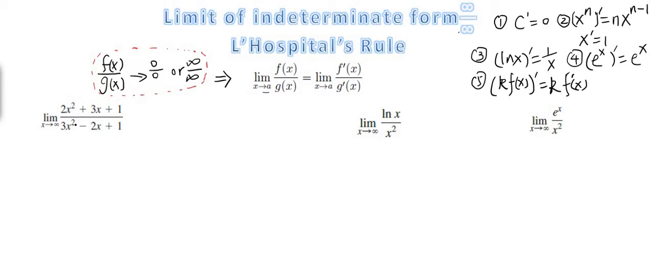The first example, we have a rational expression. Okay, and if we check when x approaches infinity, we can easily tell that the numerator is infinity, and the denominator is also infinity, right? So this condition is satisfied, infinity over infinity. That means we can use L'Hopital's rule.